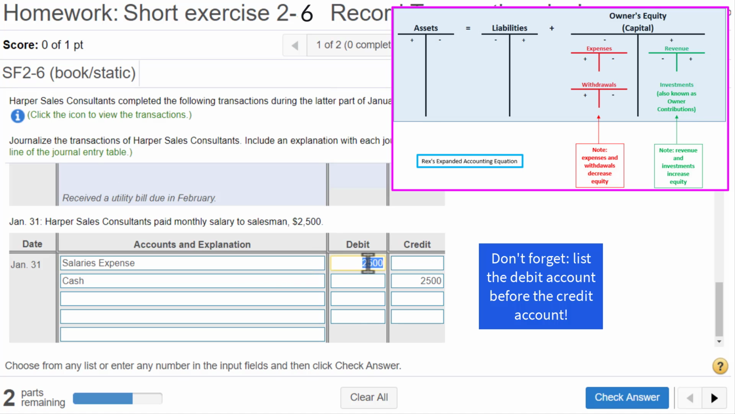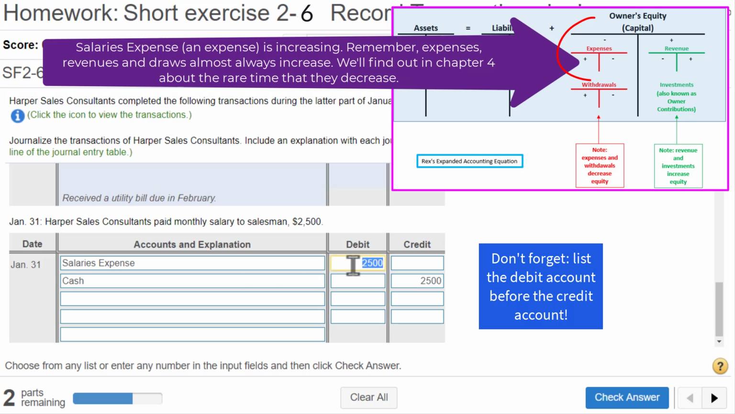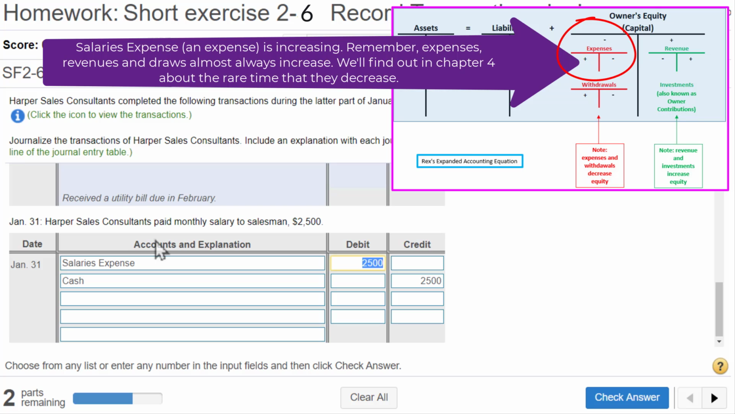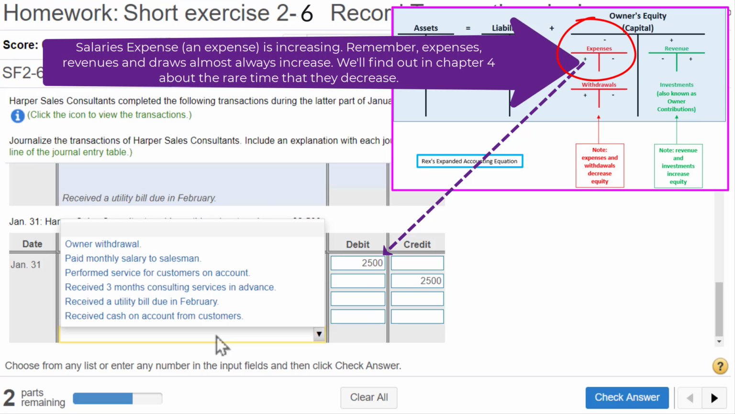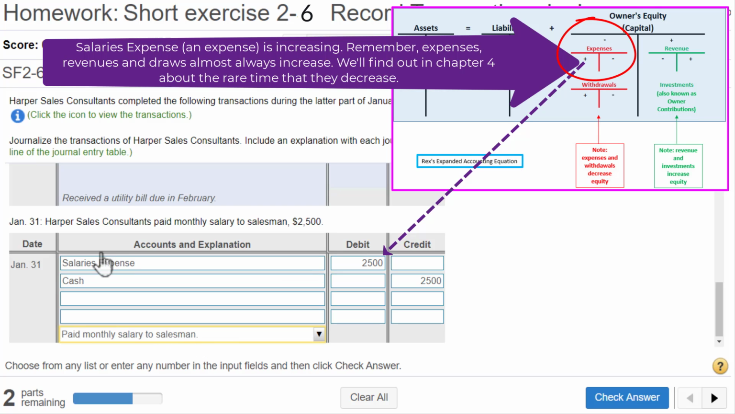And why is this expense being debited? Well, first of all, is this expense, salaries expense, increasing or decreasing? It's increasing. And how do expenses increase? With a debit. And then we have to enter our explanation: paid monthly salary to salesman.